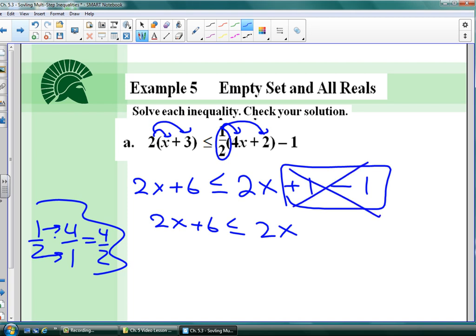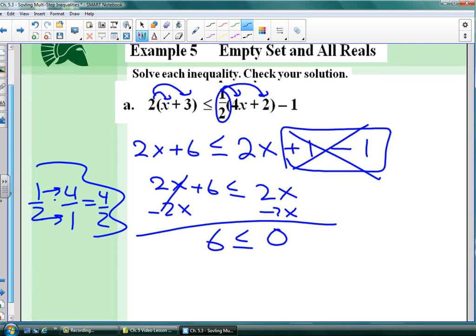And what I'm going to do is try to move all of my variables to one side. Since I have a 2x and a 6 on the left, and I just have a 2x on the right, I'm moving all of my things to the right. Sometimes you'd move them to the left. It just depends on where you have less things. I'm going to minus 2x from both sides because I'm doing the additive inverse, and I get 6 is less than or equal to 0.